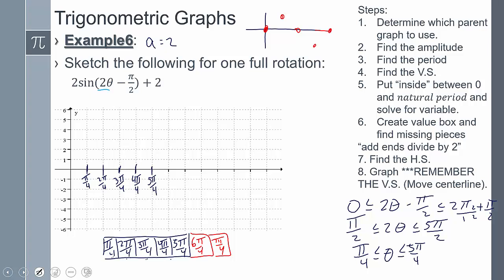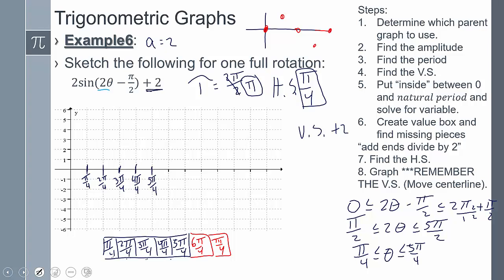So we know the amplitude is 2. My horizontal shift, it's the first value in the box, so that's pi force. My period, 2 pi over b, so that's going to be pi. My vertical shift, that's going to be 2. Right? That's my vertical shift there.